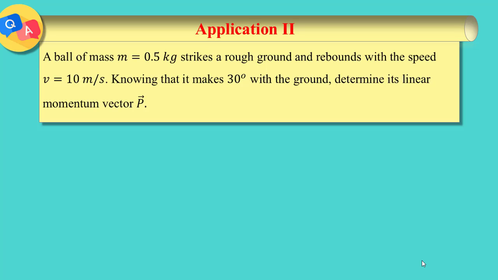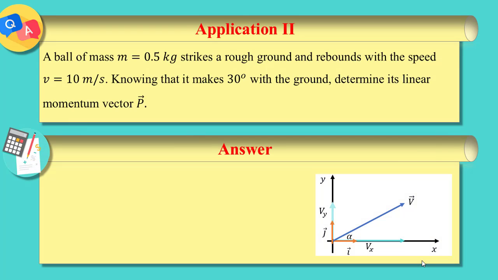Knowing it makes 30 degrees with the ground, determine its linear momentum vector, p vector. This is the graph that shows the velocity vector that makes 30 degrees with the horizontal. We can find that this velocity vector has projections along x and along y. We should take these projections into consideration to calculate the linear momentum. So p vector equals mass times the velocity vector.